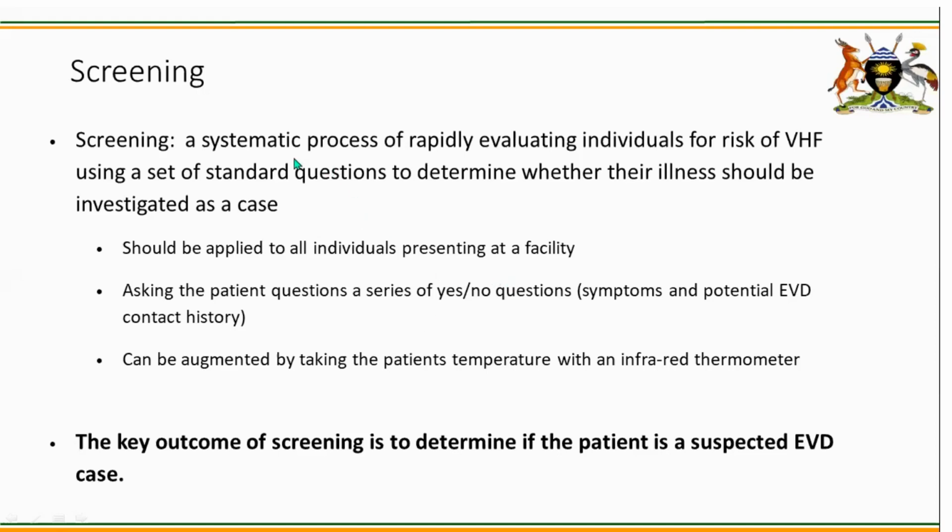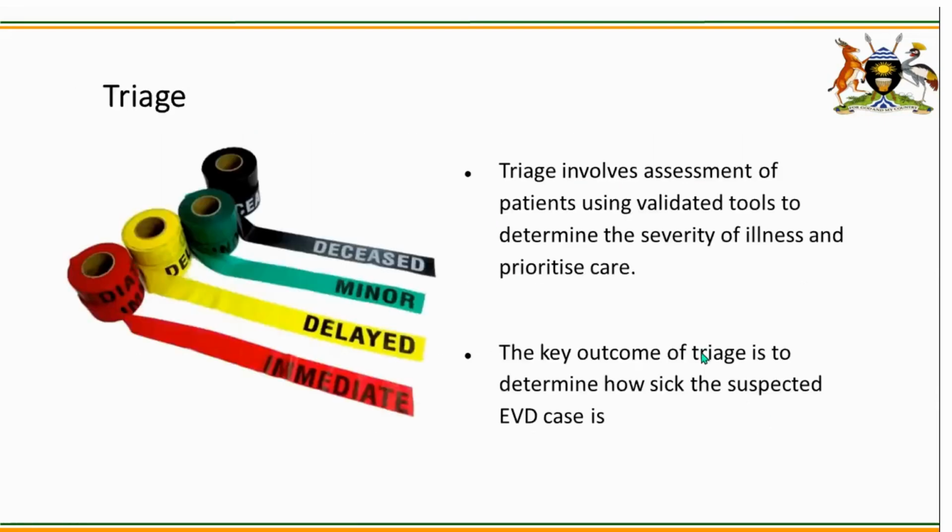in our intervention. So we are seeing here that screening, by definition, is a systematic process of rapidly evaluating the individual for risk of Ebola or a viral hemorrhagic fever in this case, including the others, using a set standard of questions to determine whether their illness should be investigated as a case of Ebola or not. So that's to do with screening. And the outcome of screening is to determine if the patient is suspected as having Ebola or not.